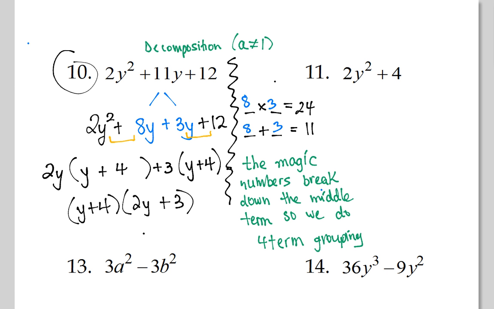Now, before we move on, this is just a concept check. I wonder why we break down the middle term when we do factoring. Because what would happen if you had this question at the bottom and you were asked to expand? You'd go y times 2y, you'd get 2y squared. You'd go y times 3, you'd get 3y. Then you go 4 times 2y, you get the 8y. And then you go 4 times 3, you'd get the 12.